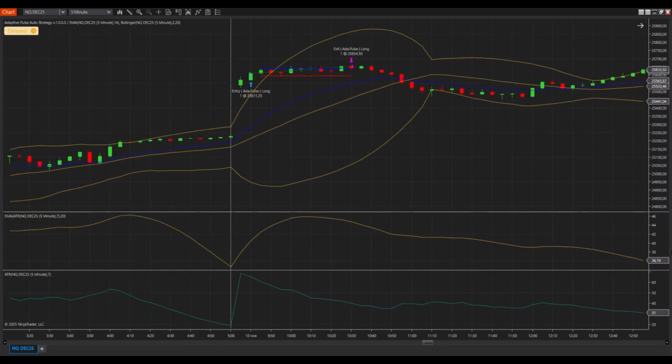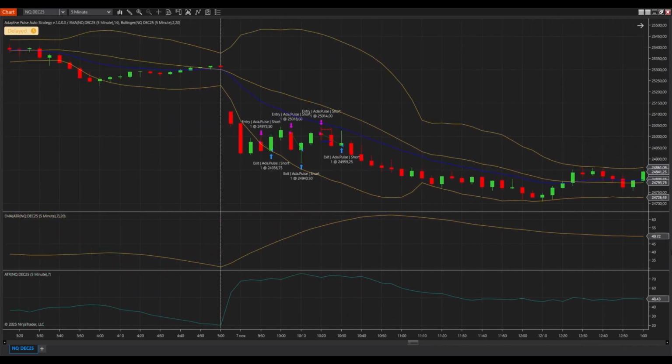That's the Adaptive Pulse Auto strategy. It adapts to volatility and offers flexible risk management.